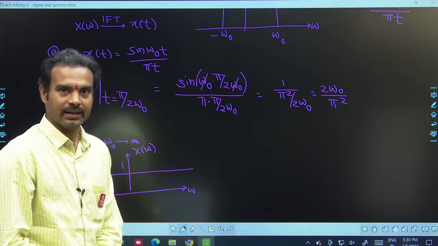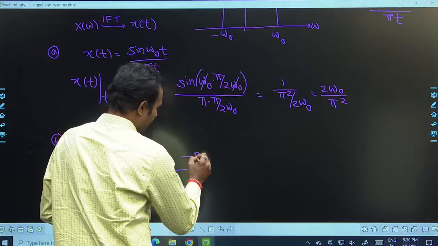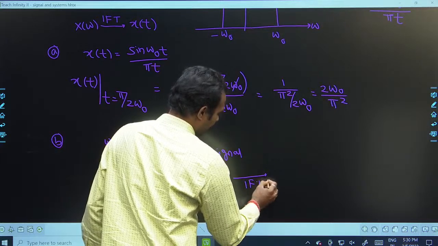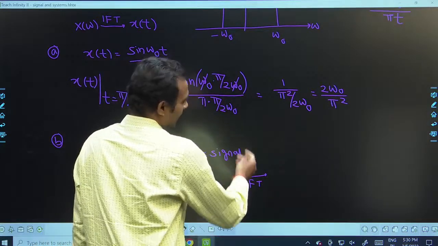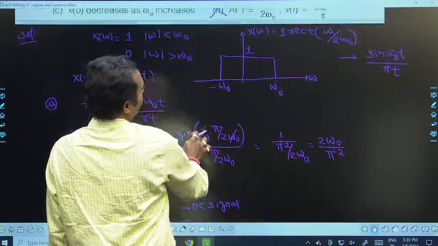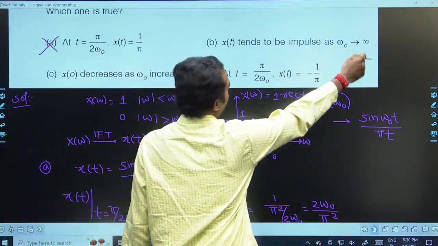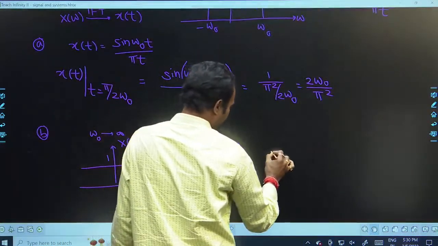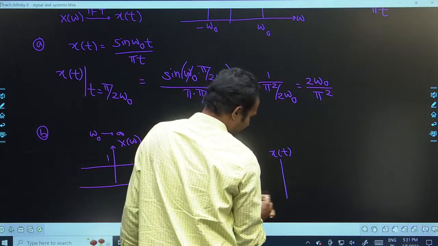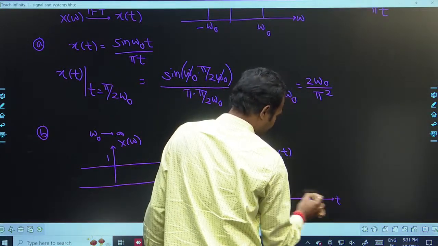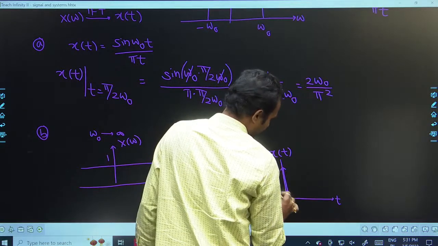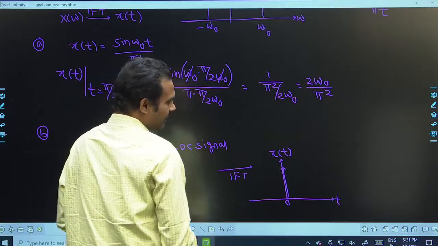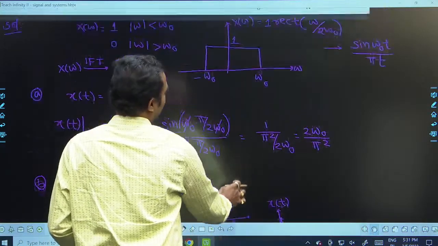which looks like a DC signal. And if we have a DC signal and we apply the IFT, inverse Fourier transform, then definitely it satisfies this condition, where x of t tends to be an impulse as omega naught tends to infinity. So we can write the inverse Fourier transform, then x of t must be an impulse. This is an impulse at t is equal to 0, whose area is 1 and magnitude is infinite. So option B is satisfying.